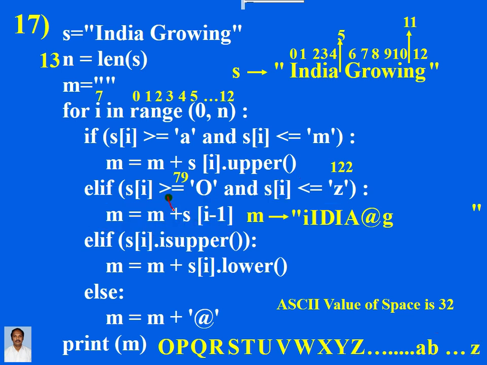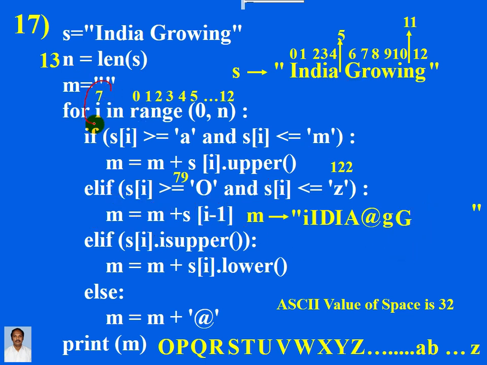M concatenated with S of I minus 1. I is 7, so 7 minus 1, 6. S of 6 will give you capital G. So here you get capital G. M concatenated with capital G, that comes in M. So here one capital G comes.